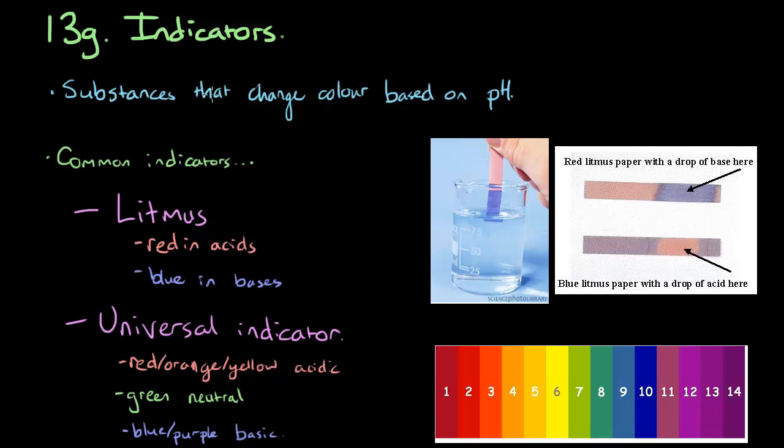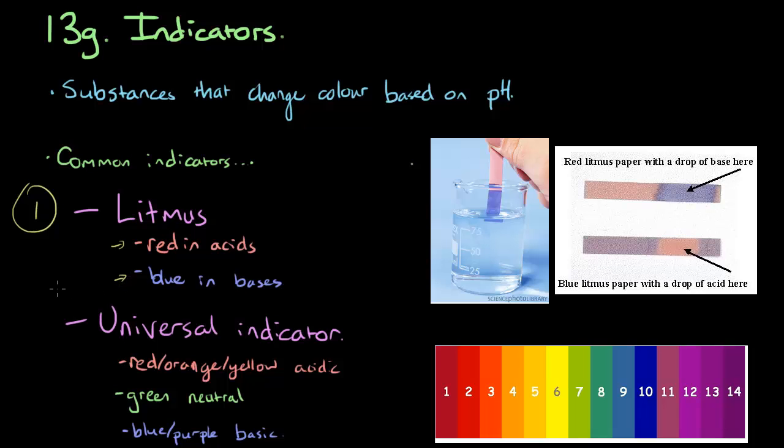Indicators are substances that change color based on pH, which means they can be used to indicate whether a substance is acidic or basic. And there are two types of indicators that you need to know the colors of. The first of these is litmus. Litmus is a substance that turns red in acids and blue in bases.